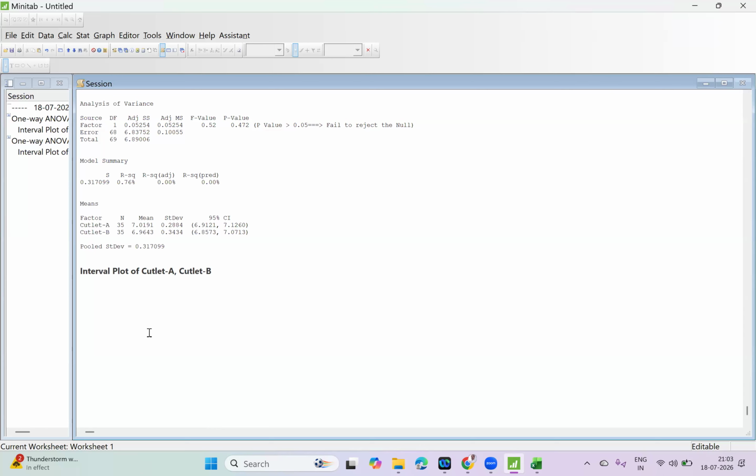Sir, could you please explain that fail to reject the null? Actually, it is difficult to digest that word. What exactly does it mean? Fail to reject null, practically it means accept the null, isn't it?